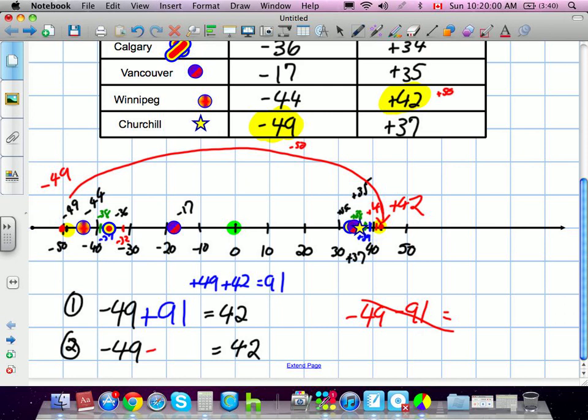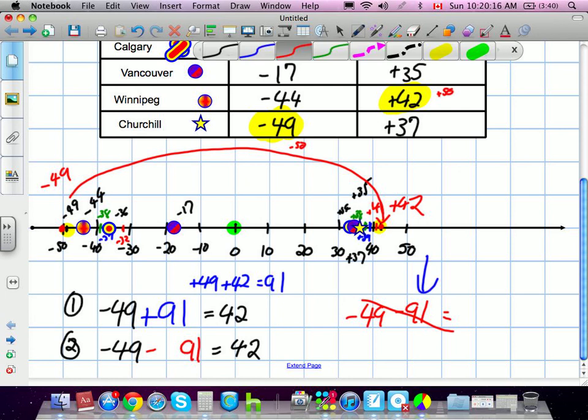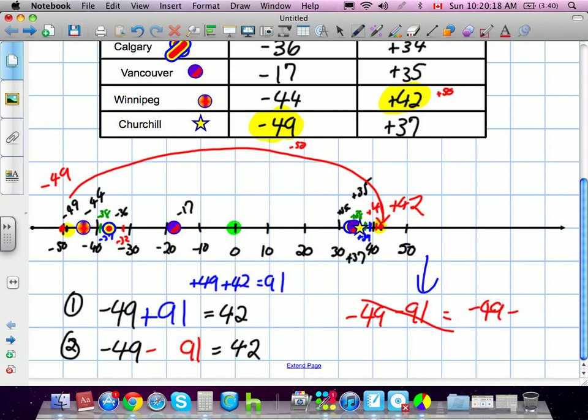What can I do to 91? Well, we already did. That's what this is here. That question is written like this. Negative 49, subtract positive 91. Can 49 be a positive? We're only going to deal with the 91. What if I try it as a negative, the other option? So, this question says, negative 49, subtract negative 91. Okay, so in other words, we have double negatives here.